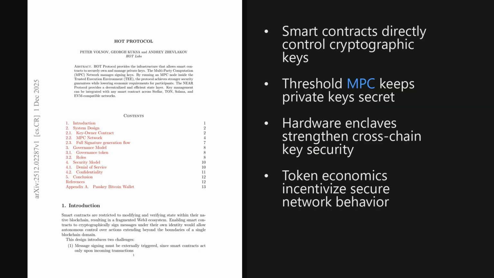I'm Alex. Today we're looking at a paper trending on X, published on December 1st, 2025, about a week ago. It introduces an architecture that finally lets smart contracts securely control cryptographic private keys, using a pull-based authorization check called Hot Verify, together with a threshold multi-party computation network, so contracts can sign messages and act across many different blockchains. The paper is titled Hot Protocol, and as we will see later, the design has big implications for cross-chain wallets, safer key management, and more flexible decentralized applications.